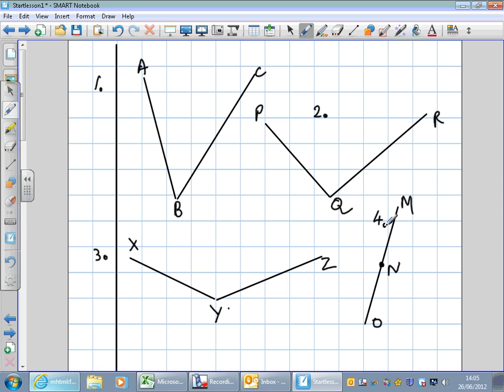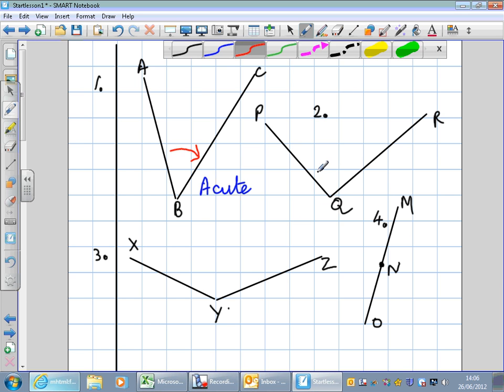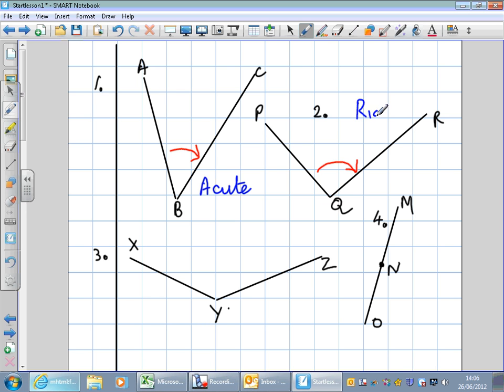Look at them. Angle ABC is less than 90 degrees. The turn is less than a quarter turn. So that's known as an acute angle. Angle PQR is exactly 90 degrees, and that's called a right angle. Angle XYZ is more than 90, but less than 180, and it's called an obtuse angle.